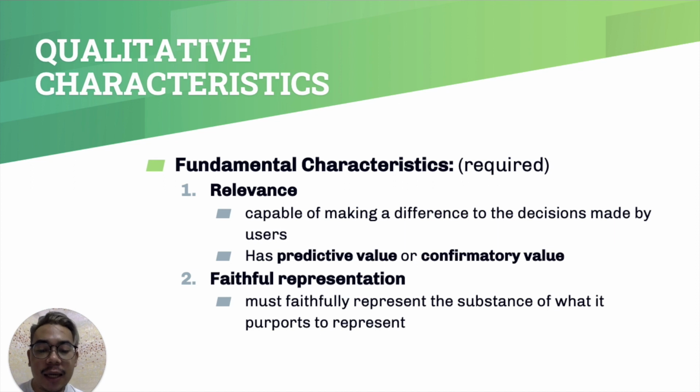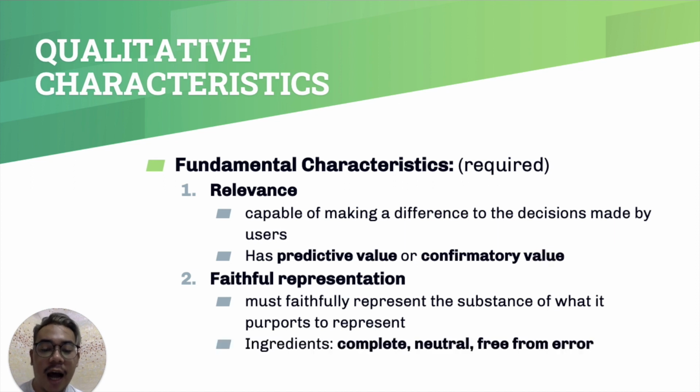Therefore, the ingredients of being faithful are complete, dapat kompleto yung information, neutral, that is hindi ka bias, and number 3, it's free from error, hindi siya mali-mali. So take note that for an information to be faithfully represented, it must have completeness, neutrality, and freedom from error. So again, these fundamental requirements or fundamental characteristics are required.